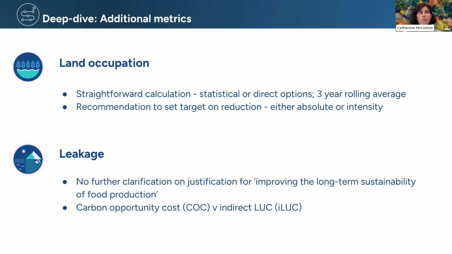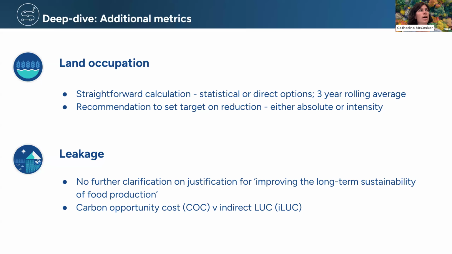They recommend you do a 3-year rolling average just to account for yield fluctuation and that sort of thing. They do include a recommendation to set a target on reduction, which can either be absolute or intensity based, which we just thought was interesting as yet another target that they're looking for, but it is just a recommendation. It is not a requirement.